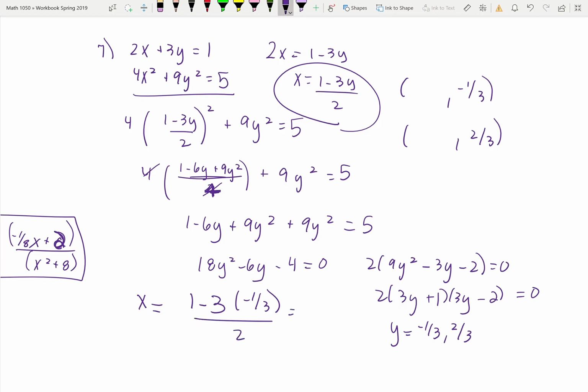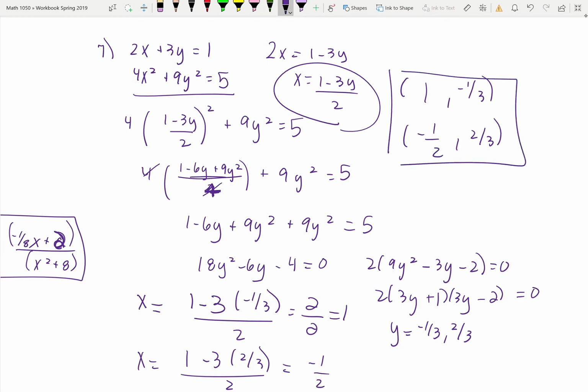I really think you should get your calculator and put that in. So just go 1 minus 3, parenthesis, negative 1 divided by 3. When you do that, you get a 2. So that's a 2 over 2, which is a 1. Do the next one. x equals (1 minus 3 times 2/3) over 2. So that is going to give you a negative 1 over 2, and those are your 2 answers. Totally checkable. Store them in, plug them into those, make sure it works out.